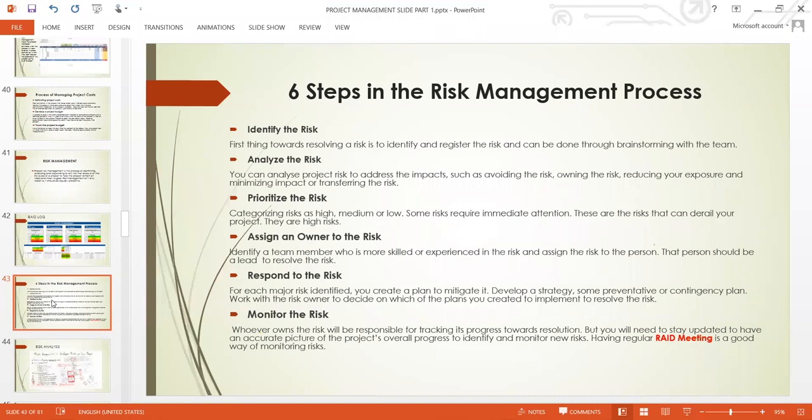The first step is to identify the risk. First thing towards resolving a risk is to identify the risk and register the risk. And then when you register the risk, you brainstorm with your team on how to manage the risk. Try to carry your team along while managing your risk.